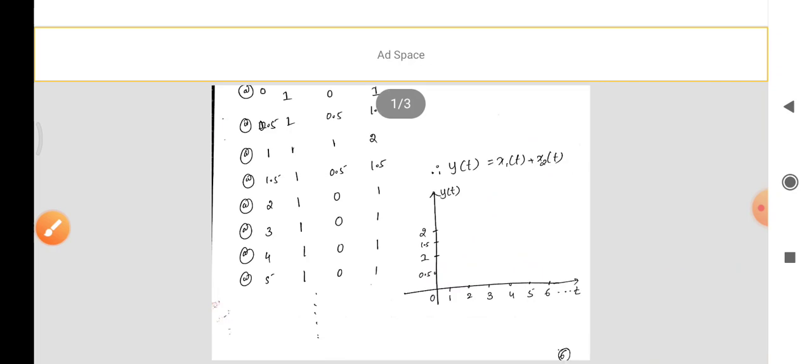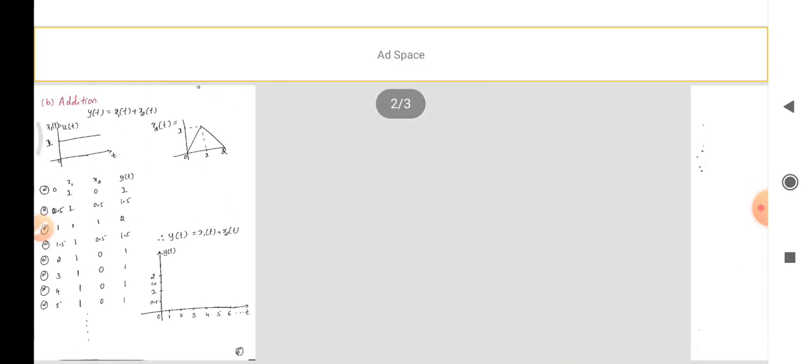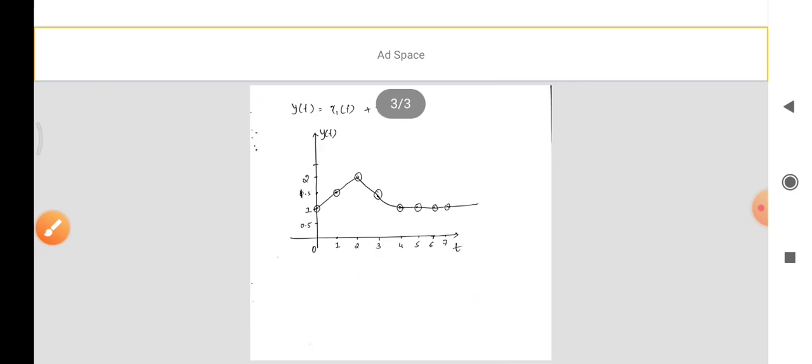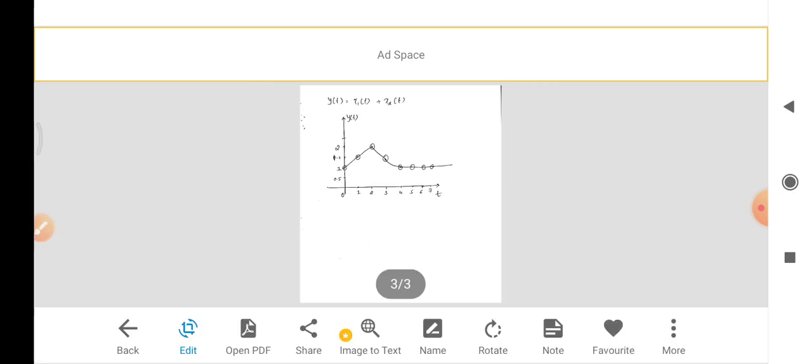Okay, so we'll move to the another one. So you just observe. So what signal you have got? Addition of those two. Okay, so you may get this, right? It remains the same till t time.